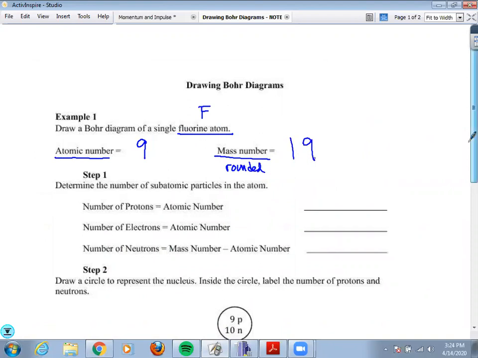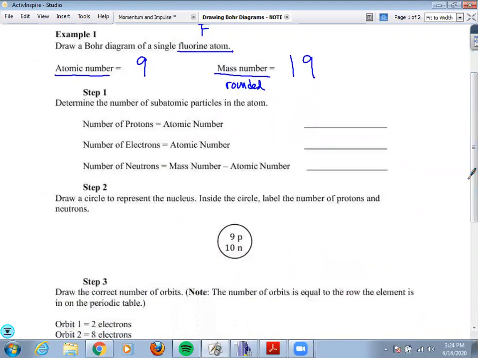The next step is to determine the number of subatomic particles. So the protons, the electrons, and the neutrons. Remember that the protons and electrons in a neutral atom are equal to each other, and they are equal to the atomic number, which is 9. So there are 9 protons, there are 9 electrons. The number of neutrons is the mass number, in this case 19, subtract the atomic number 9, which leaves us with 10 neutrons.